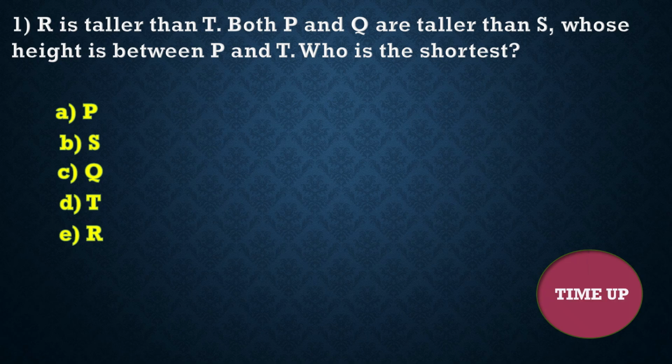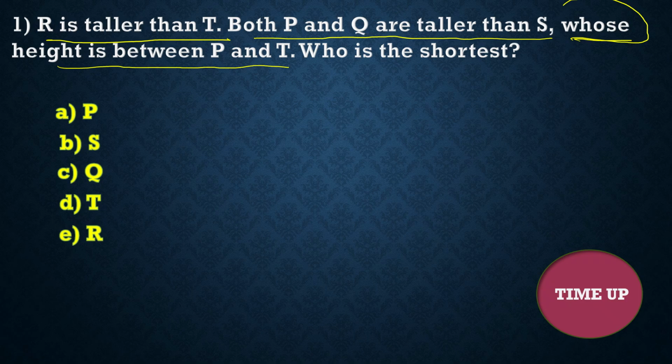Time up. R is taller than T. Both P and Q are taller than S. Whose height is between P and T? Whose, which, whom, who, as I just explained, refers to the second element. So here the second element is S, correct? That you should know. Who is the shortest they have asked.